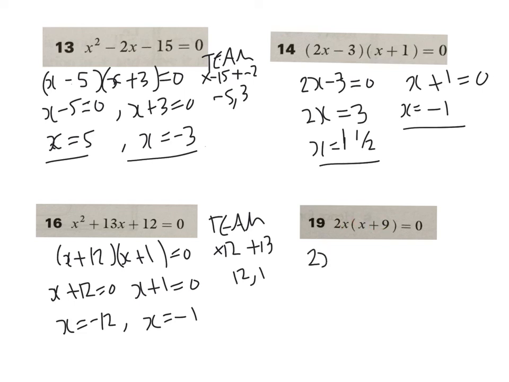So we say that 2x equals 0 or x plus 9 equals 0. If we divide by 2, we get x is 0. And on the second one, if we take off 9 from both sides, we get x equals minus 9.